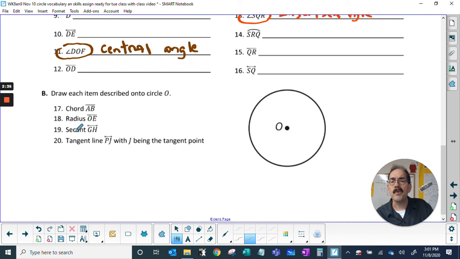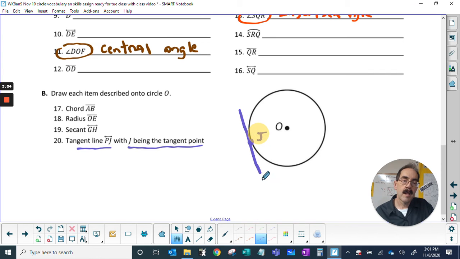Oh, we got to draw one. Tangent. Let's draw a tangent. Tangent line PJ, where J is the tangent point. It can be anywhere you want. There's J. And we'll draw a line, and we'll put point P right here. So, tangent line PJ to circle O. Touches in one spot. All right? Okay, let's go down and do some math.